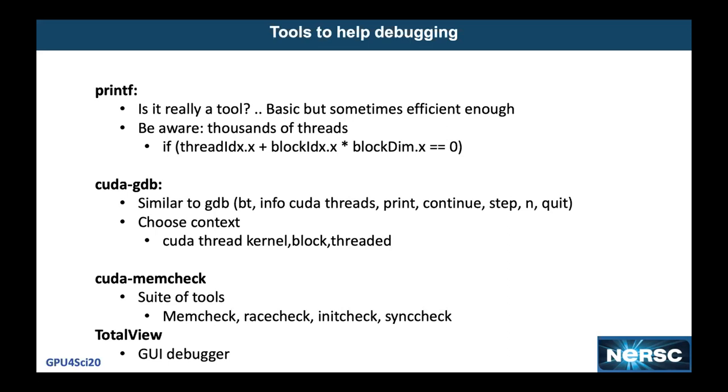CUDA memcheck is another tool which allows you to check the reads and writes of all the threads of the CUDA kernel into memory. This tool has several other options like racecheck, initcheck, and synccheck. We won't go into the details of them, but know that they exist. And if you want to be sure your program is valid, like when you use Valgrind on a CPU code, you can use this tool on the CUDA code. And TotalView is, to me, the equivalent of DDT, if you know it, for CPU. It's a GUI debugger that allows you to put breakpoints and to execute step by step like GDB, but with the graphical interface.